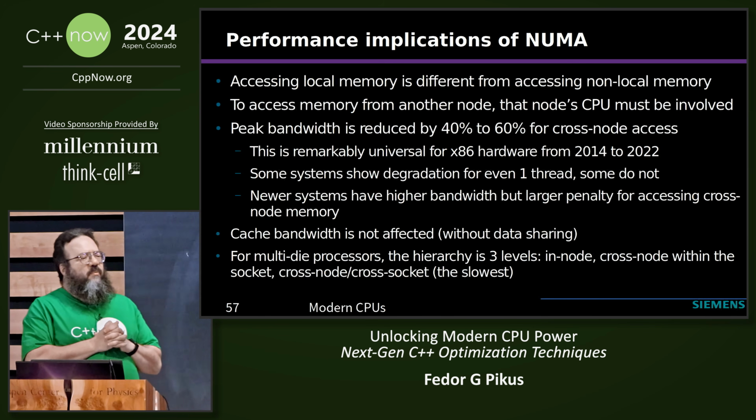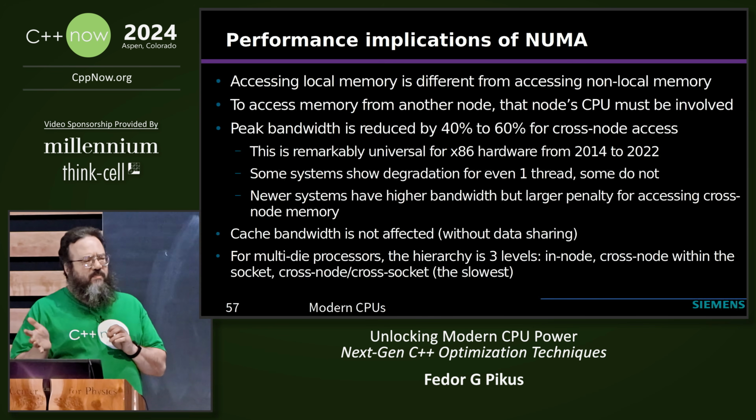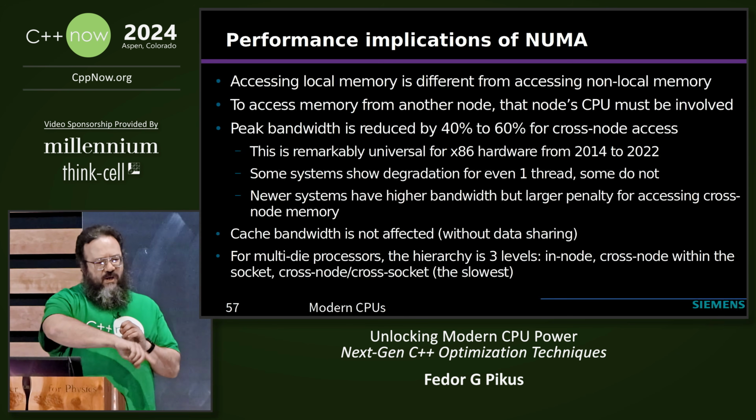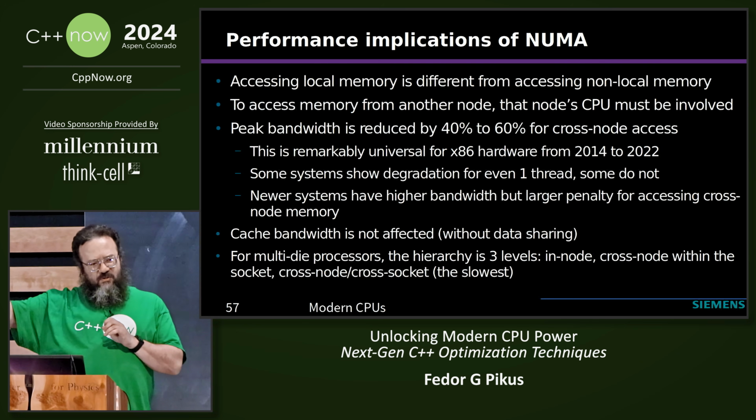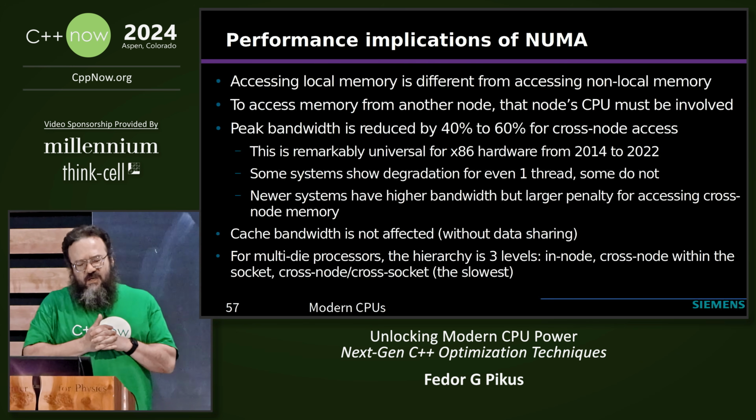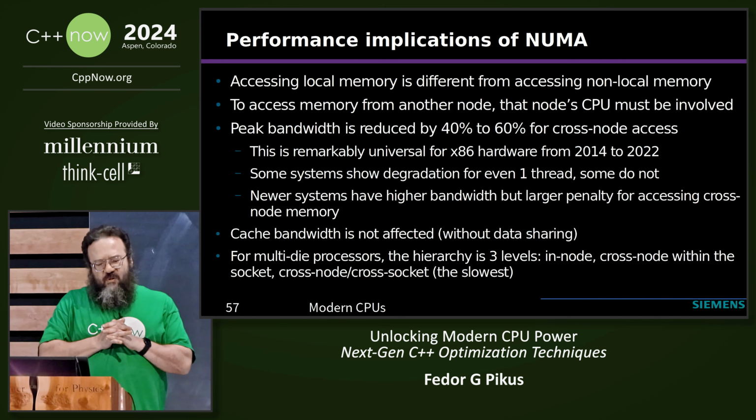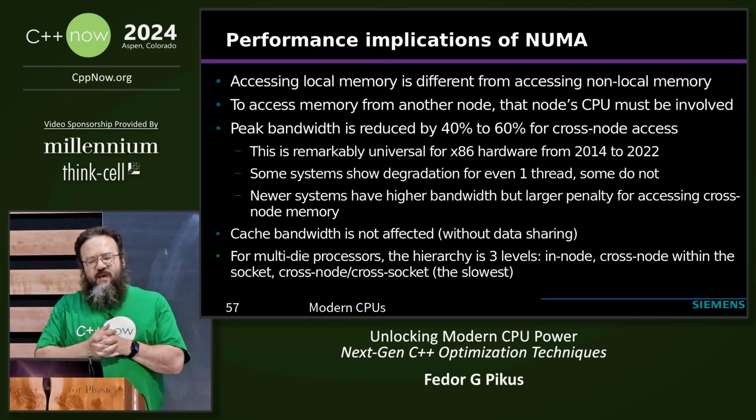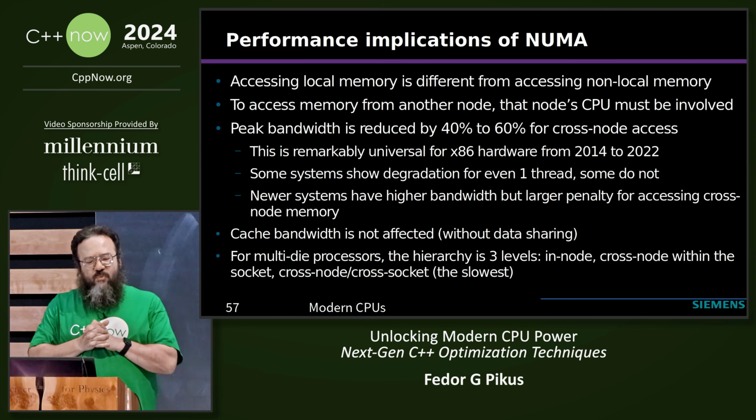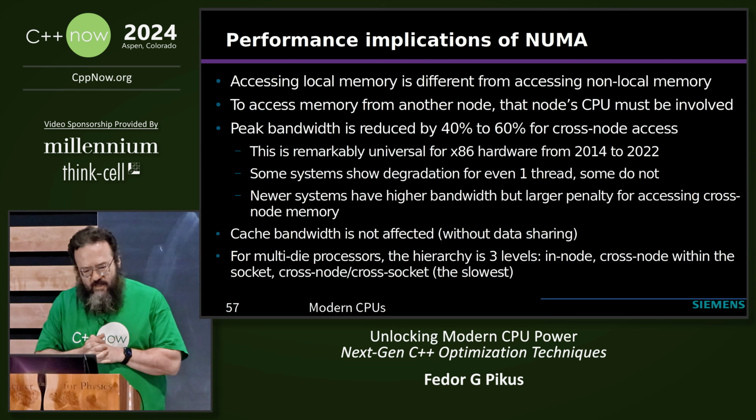Now, the involvement basically there is an interrupt that makes that CPU fetch the address that you requested and then send it across the interconnect to the CPU that's requesting it. The manifestation of that is, well, the most observable one is the memory on the remote node is slower. It's slower in both bandwidths and latency.